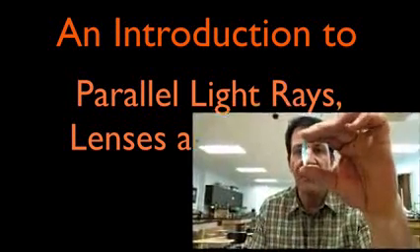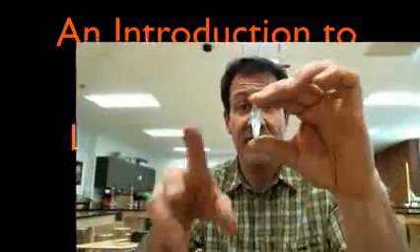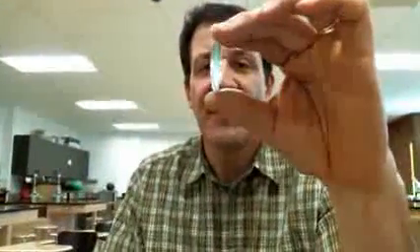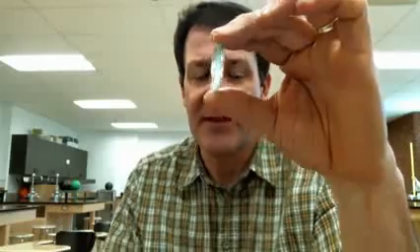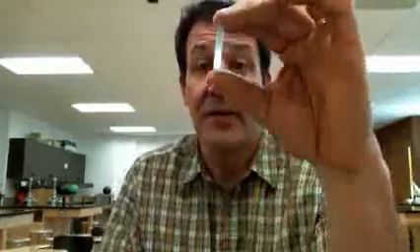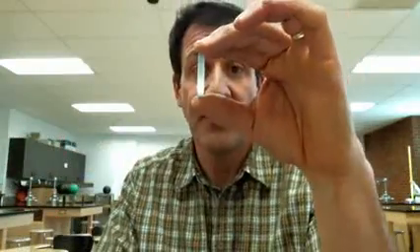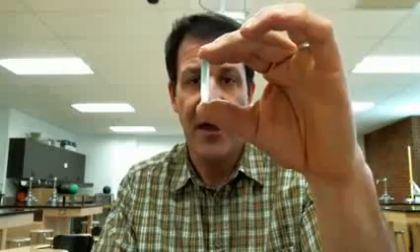Okay, so the first one we have here is our convex lens. You'll notice it bulges out on both sides. That's what we call a biconvex lens. The second one is the lens that bulges in or is caved in on both sides. This is called a biconcave lens.